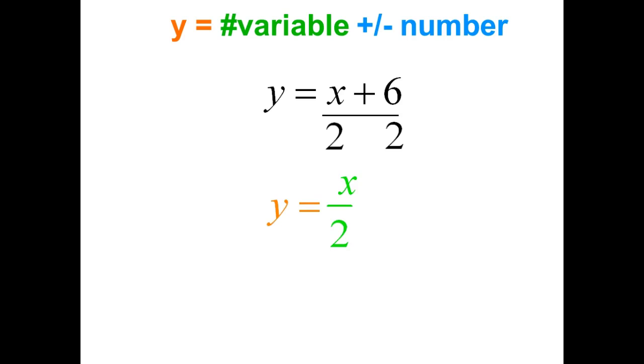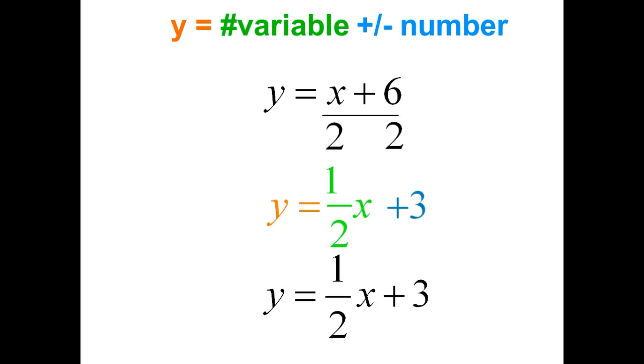So we have x over 2 plus 6 over 2. And simplify whatever can be simplified. Remember, x is the same as 1x. 6 divided by 2 is 3. And then we usually put the x, we kind of move that away a little right there. So we have 1/2 x plus 3. Now it's a slope of 1/2, up 1 over 2, starting at 3 on the y-axis.